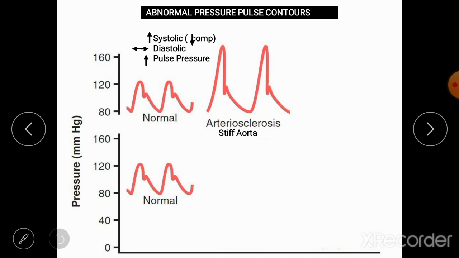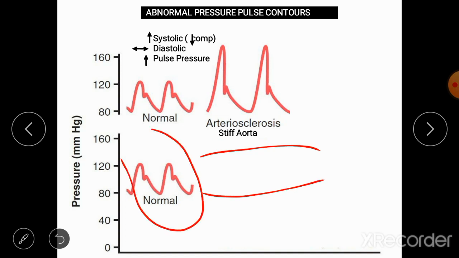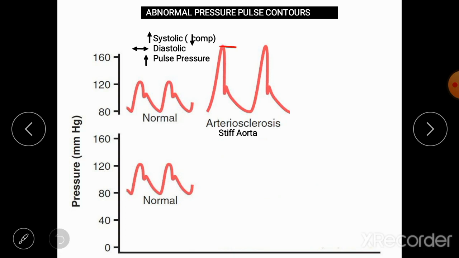In atherosclerosis, the aorta is stiffened. When the ventricle pumps blood into the stiffened aorta, the pressure in the aorta rises because the aorta is no longer compliant. This raised blood pressure can be seen as an upstroke in the systolic blood pressure, which is around 160 millimeter mercury. The diastolic blood pressure remains the same, but the pulse pressure increases because pulse pressure is the difference between systolic and diastolic blood pressures.